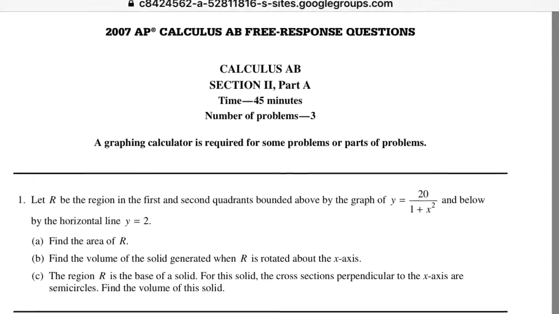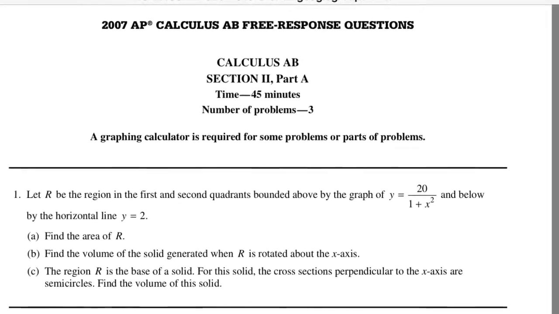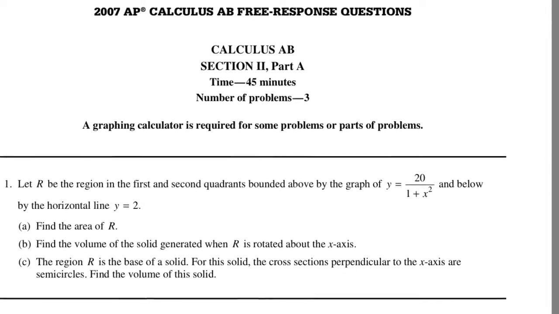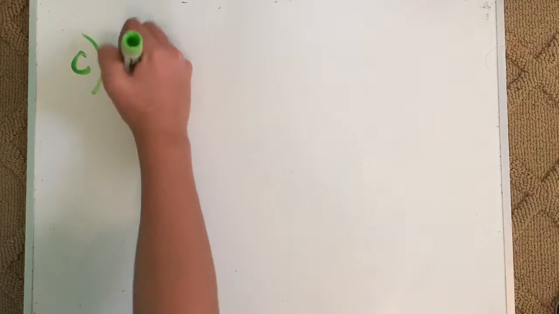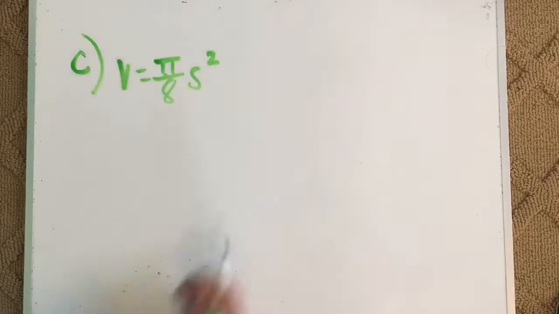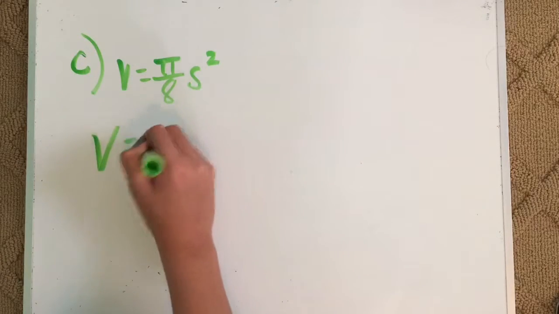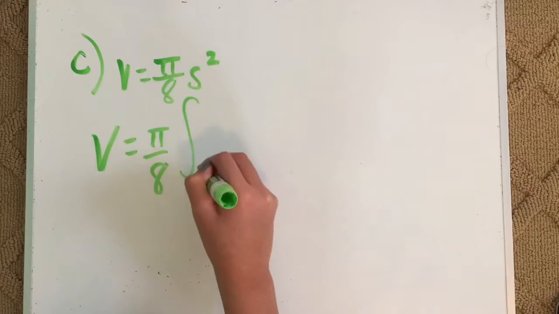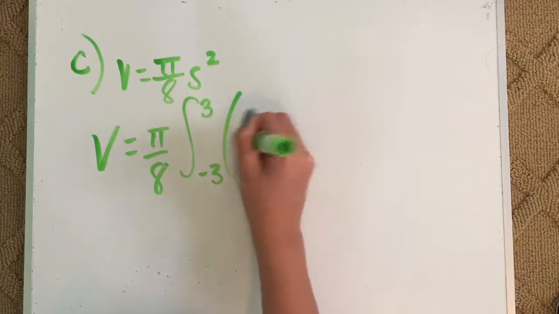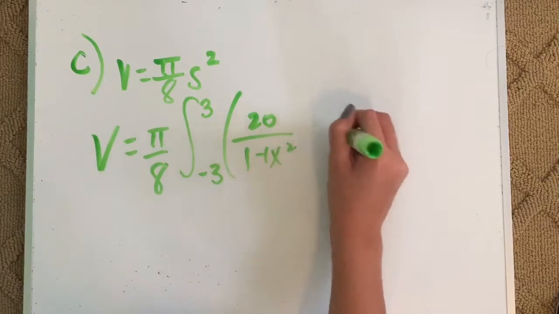So problem C, the region R is the base of a solid. For this solid, the cross-sections perpendicular to the x-axis are semicircles. Find the volume. So basically this problem is finding the volume of semicircle cross-sections. So we're going to use V equals pi over 8 s squared. And the pi over 8 is the constant of proportionality for semicircles. So our equation comes out to be V equals pi over 8 integral from negative 3 to 3 of 20 over 1 plus x squared minus 2 squared dx.